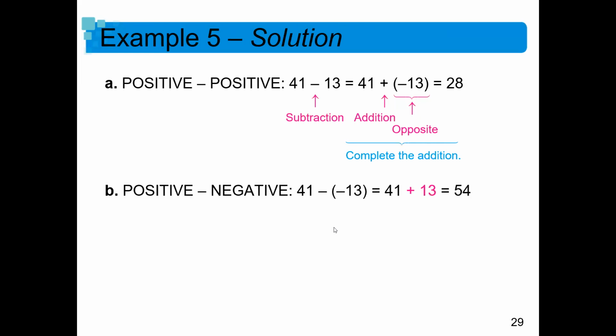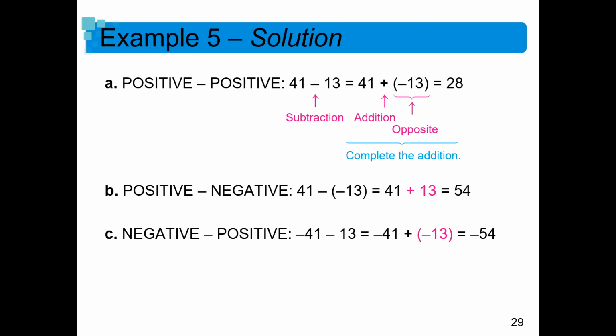So letter B is an example of a positive minus a negative. What you do here is 41 minus negative 13 is the same as 41 plus the opposite of negative 13, which is positive 13. So you're just adding the two. 41 plus 13 equals 54.